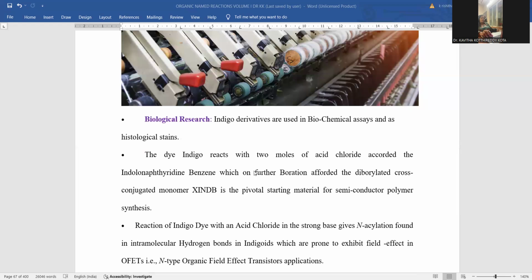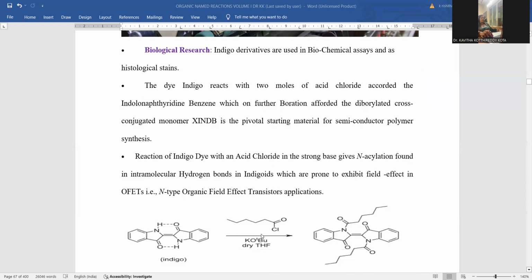Two moles of acid chloride are added to the indigo compound. Further boration of this compound is to be taken. A diborylated cross-conjugated monomer will be generated. That works like a semiconductor in the polymer synthesis. So it is also a versatile application for this indigo dye.